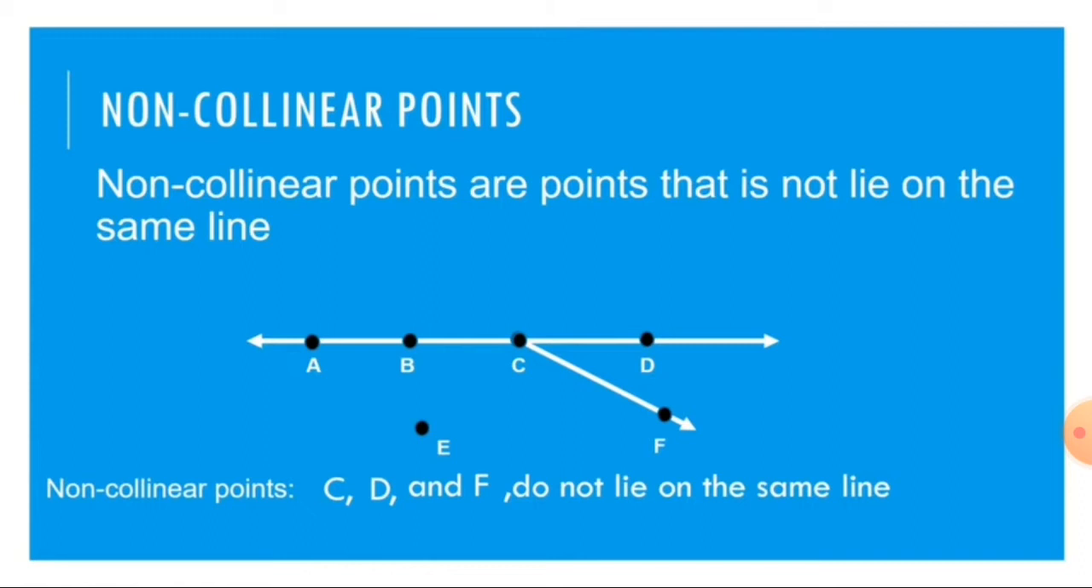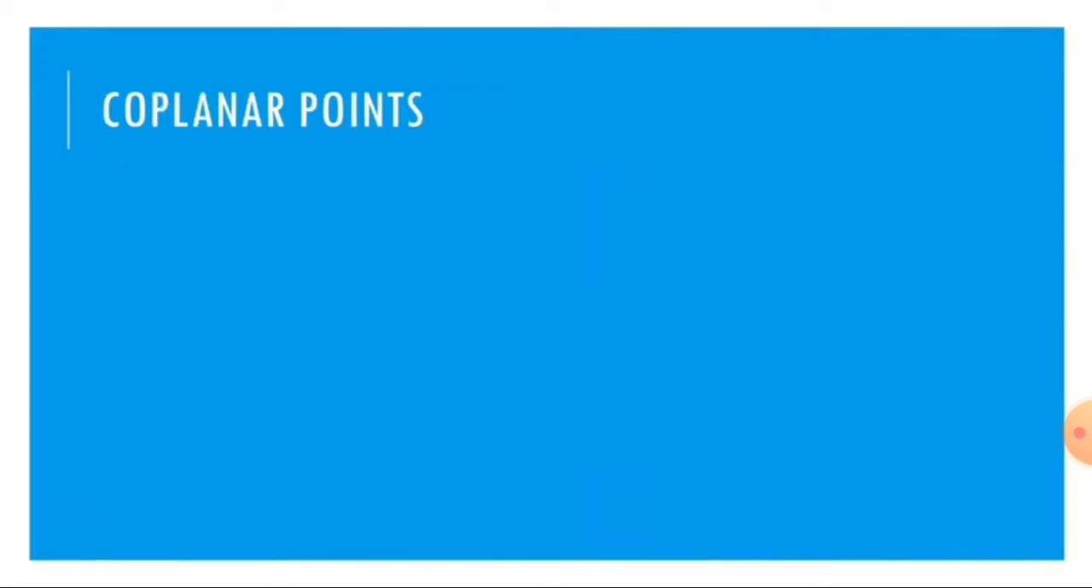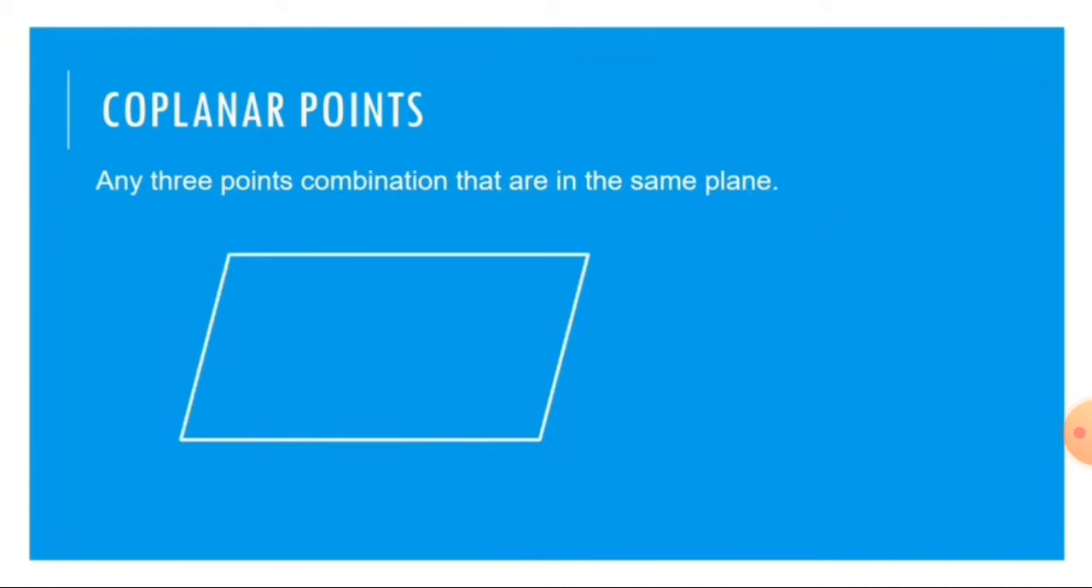Paano naman kapag point at plane ang pinag-uusapan? Let us try to see this. Yun naman ang tinatawag na coplanar points. This time around, let us talk about coplanar points. Any 3 points combination that are in the same plane is called coplanar points. Pwede rin siyang maging 3 or more points. Let us consider this plane and let us have these points.